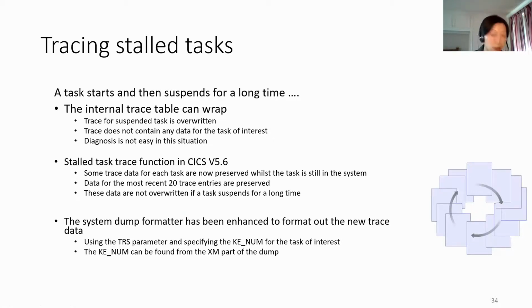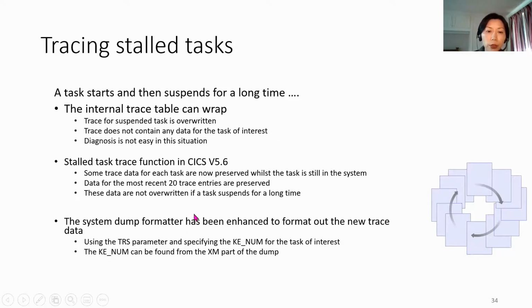Okay, the next part is about stalled tasks in the system. You may not look at the CICS trace very much. However, if there is a task stalled in the system and you want to get some trace for problem diagnosis, you may find the internal trace table doesn't contain that task anymore, because the internal trace table may have wrapped. The entry for that task is gone because it has been suspended for a long time, so it's not possible to see what happened to that task.